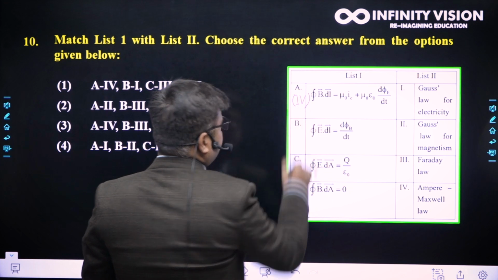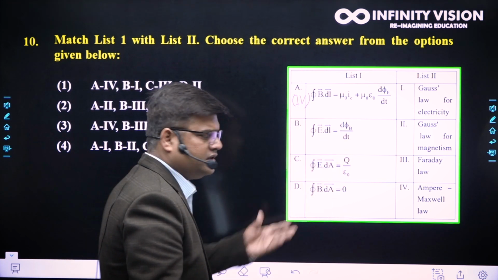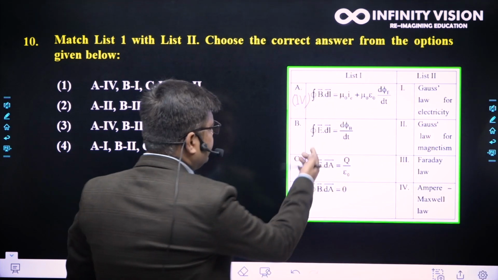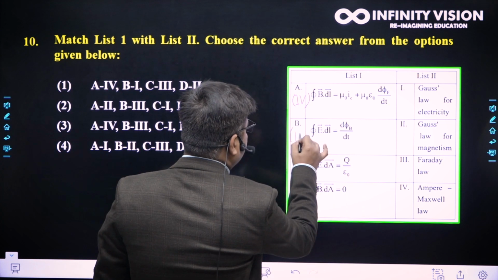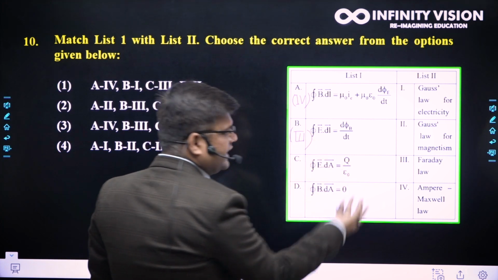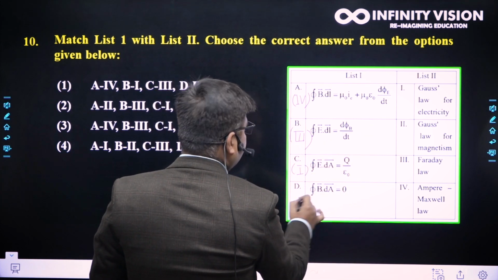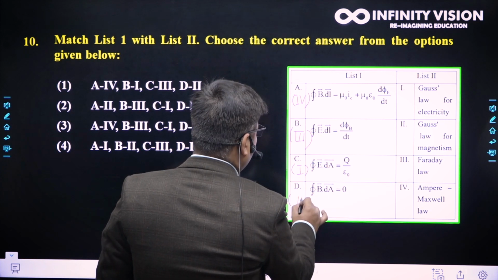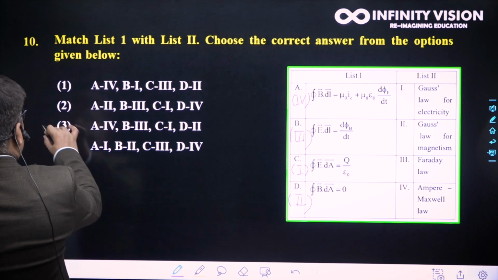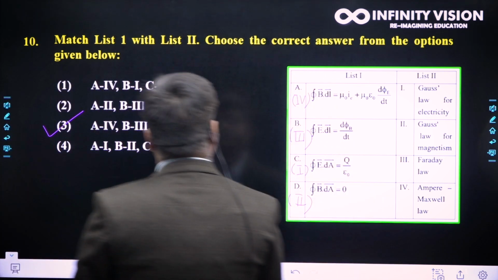Ampere Maxwell's equation. Second equation, E dot dl equals minus d phi by dt. This is Faraday's law, because first an electric field is induced and after that EMF is induced. So the induced electric field expression is this. This is Faraday's law, option number 3. Then the closed integral of E dot dA equals q by epsilon. This is electrostatics, Gauss law of electrostatics, so option 1. And finally this will be Gauss law of magnetism, option 2. So the correct order is 4312. So option C, option 3 is the correct option for this particular question.